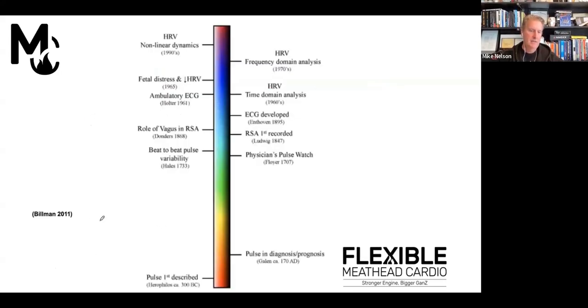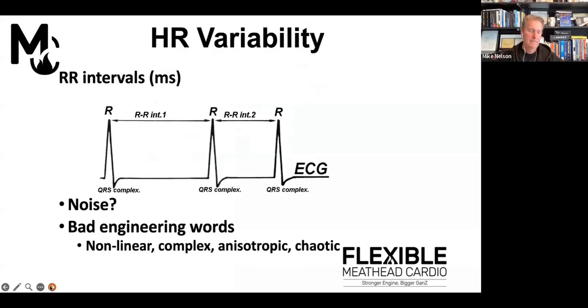HRV has been around for a long time. This is from Billman, 2011. If you want the history of HRV, you can pull that. It's open access. The key part here is that we've known about HRV for a long time. They first identified beat-to-beat pulse variability in like 1733. We've had ways of measuring HRV since the 60s. HRV time domain analysis was done originally by the Russian cosmonauts. So it's been around for a long time, but it involves a lot of math and gets pretty messy right away, so it takes a while to be used.